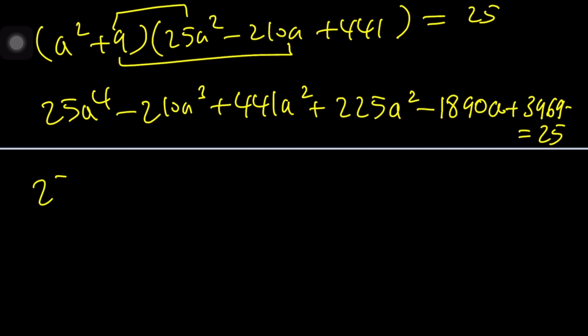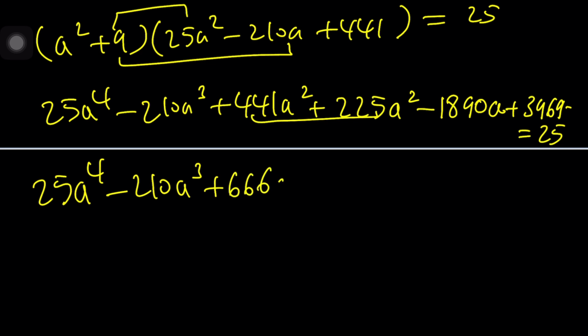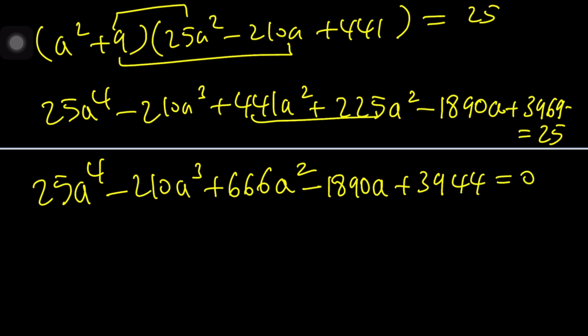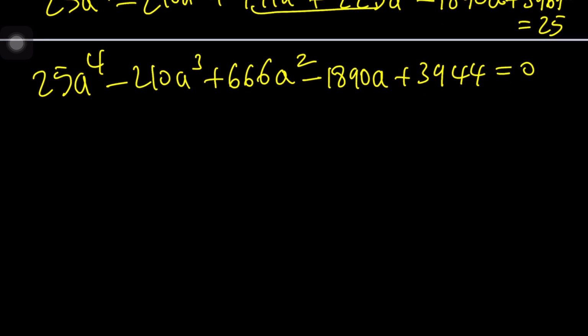Now we can rearrange the terms a tiny bit. Or we can add these two things. Okay. That gives me 666, the lucky number, a squared, right? And then we get minus 1,890a. And if you subtract 25, you're going to get 3,944 equals 0. Beautiful. There must be a common factor, but 25 is only divisible by 5, so that's problematic. But somehow this quartic should be solvable.